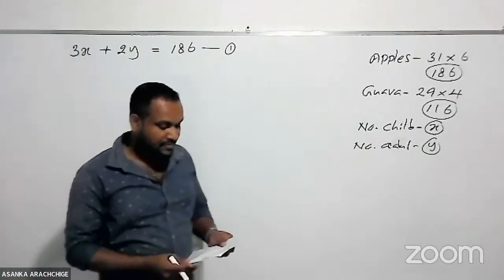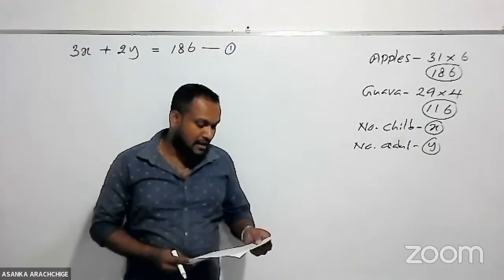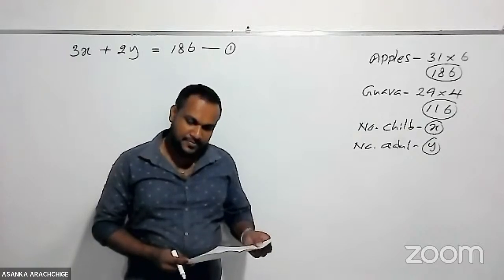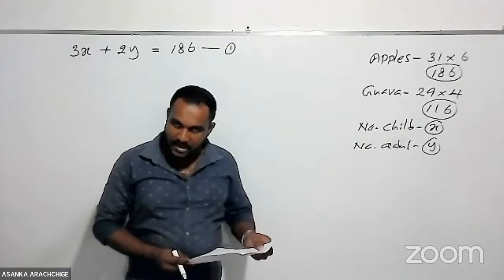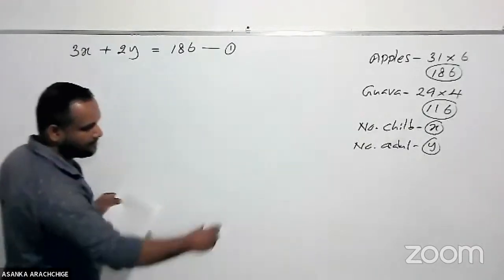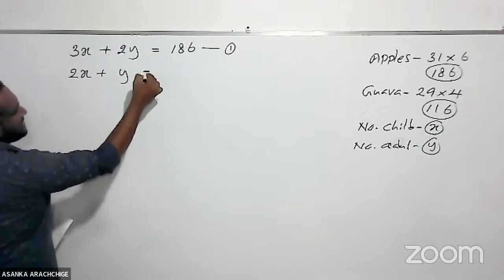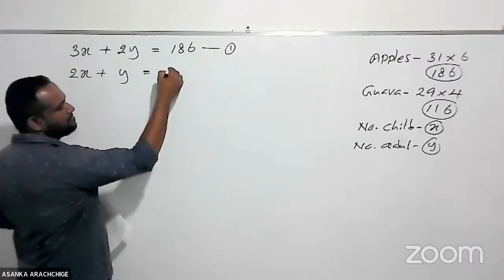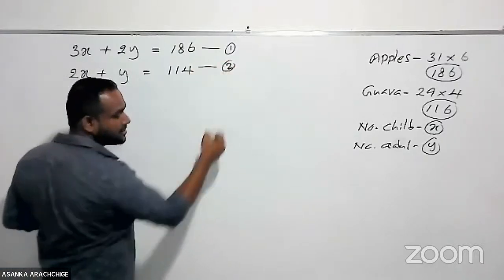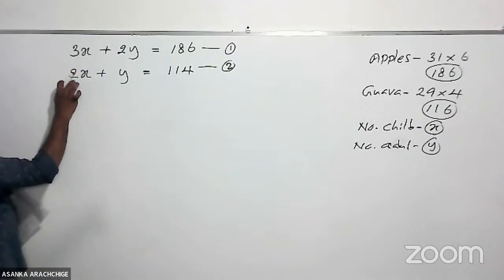Then guavas. The children were provided with 2 pieces of guava each, and the adults with 1 piece each. Only 2 pieces of guava were left. Right. There are x children, then 2 times x, 2x. There are y adults, then y. That must be equal to, if 2 pieces are left, 114. This is the second simultaneous equation. 3x, 2x, 2y, y. The coefficients of x are not equal.